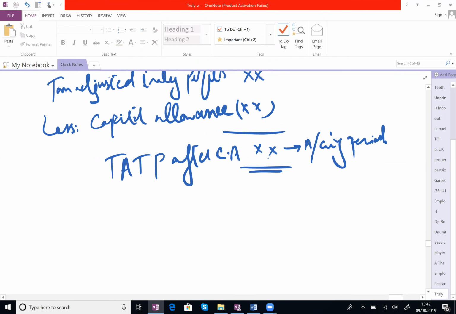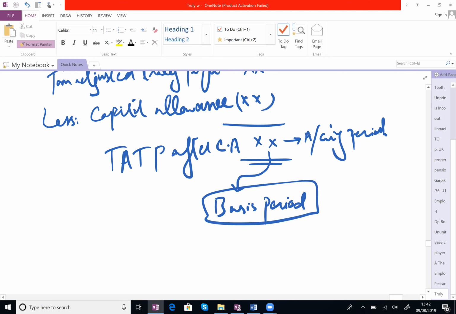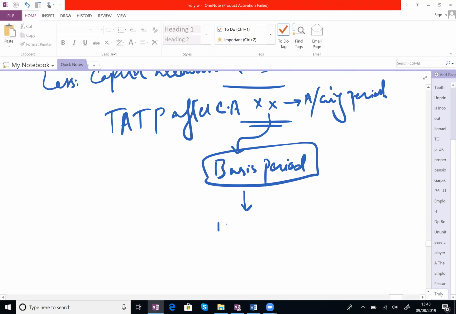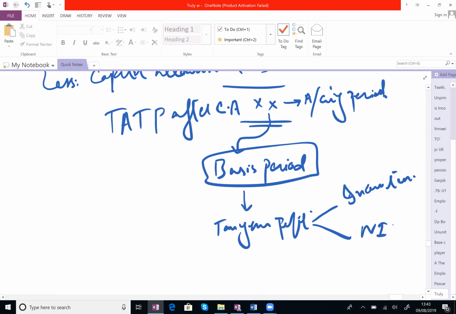So on these accounting period profits, you will convert these profits into tax year profits through the basis period. Apply the basis period on these profits, and then the accounting period profits will convert into the tax year profits. On these tax year profits, meaning trading income, you will apply income tax on non-savings income, and NIC. Which NIC? Class 2 and class 4.